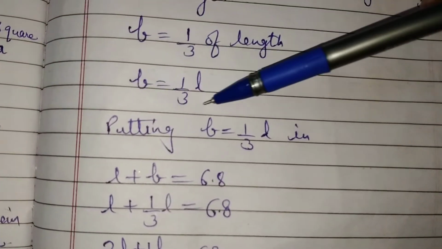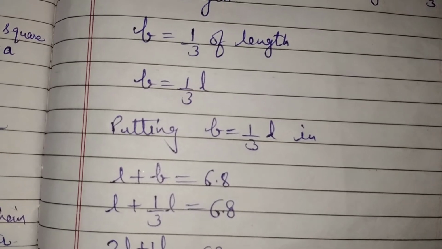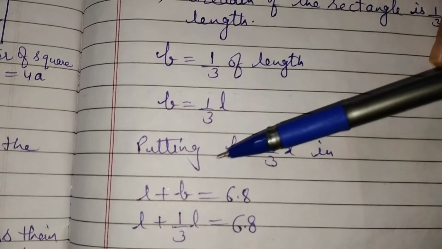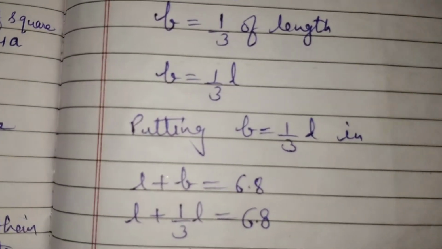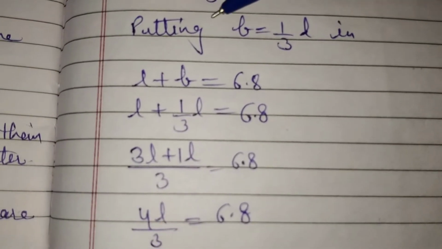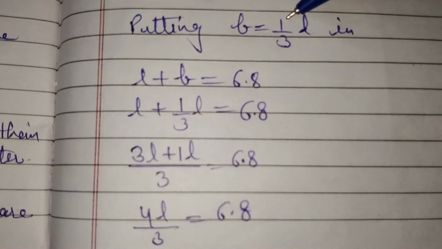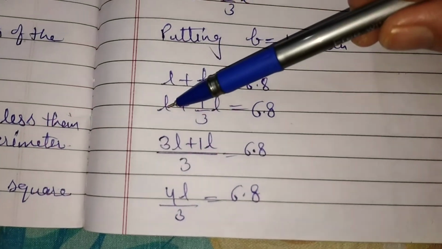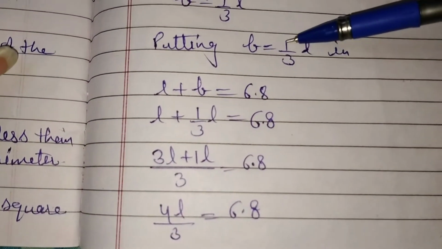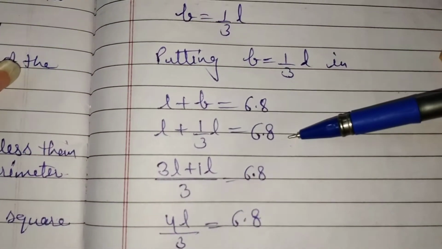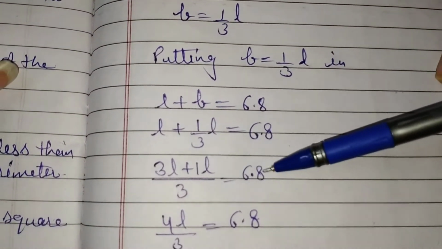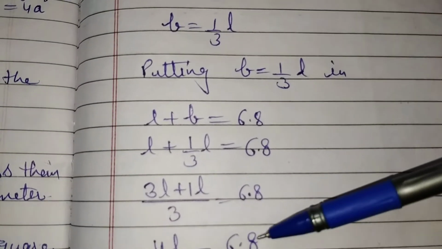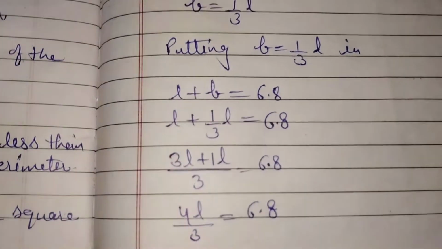Now we can put this value in L plus B is equal to 6.8. Here we can put the value B is equal to 1 by 3 L. L we will write as it is, and in place of B we can write this. By taking LCM we can find this: 4 upon 3 into L is equal to 6.8.